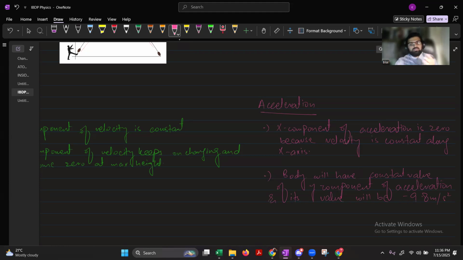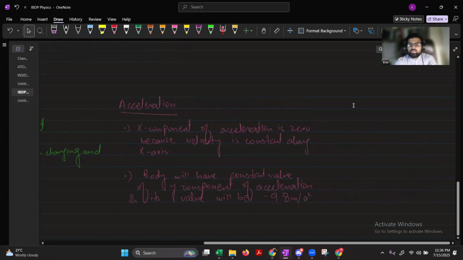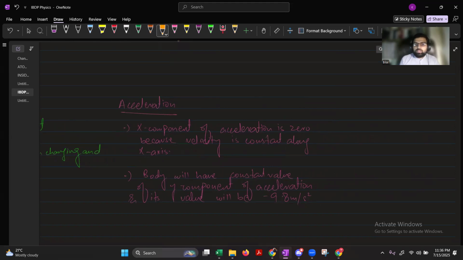Okay, now we have to talk about the third parameter, which is about the force and how force will behave in this whole phenomenon. So always remember this thing, that whenever there's an acceleration, there will be a force. Okay, and if acceleration is zero, force will be zero. If acceleration is non-zero, force will be non-zero. Okay, so if the acceleration along the x component or horizontal component of acceleration is zero, this means that the horizontal component of force is also zero.